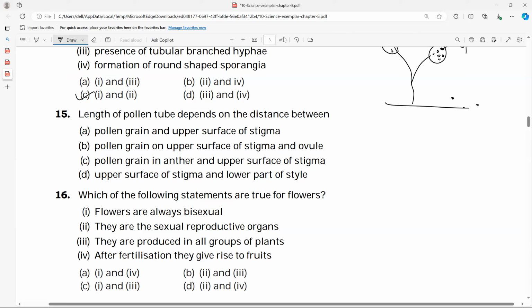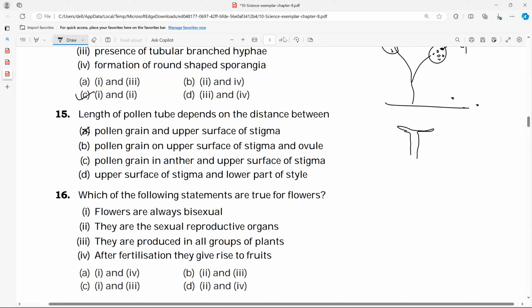Option D, sir. Yes, option D. We are talking about the length of the pollen tube, which depends on the distance between the stigma and the ovary. Okay. So pollen grain and the upper surface of stigma. No. Pollen grain on the upper surface of stigma and ovule.